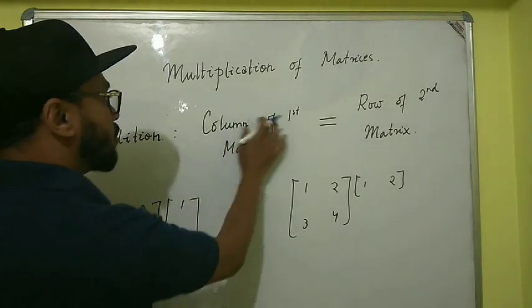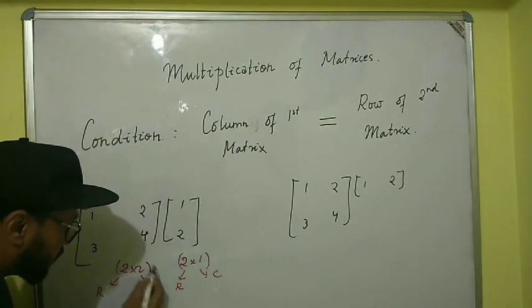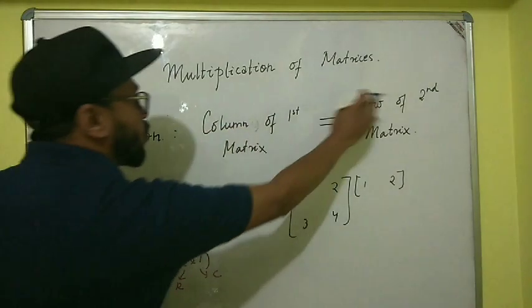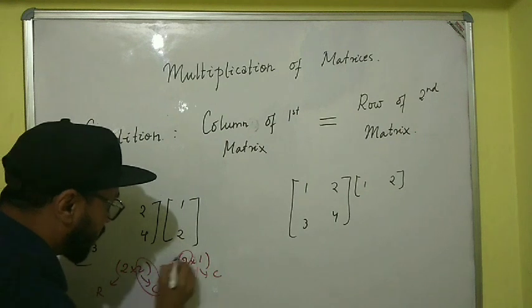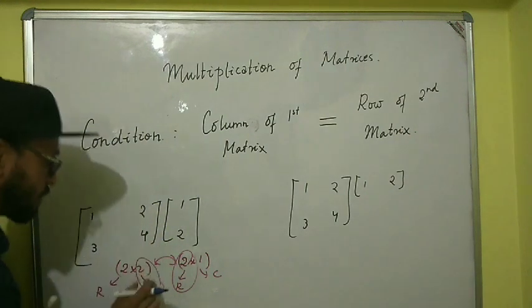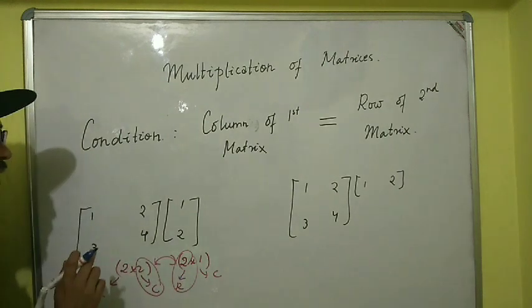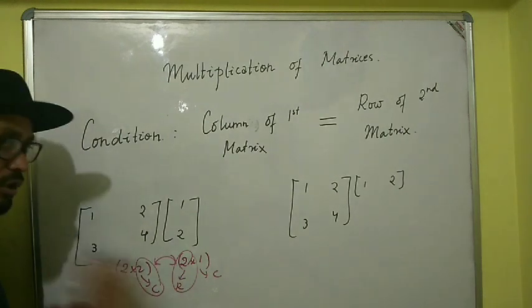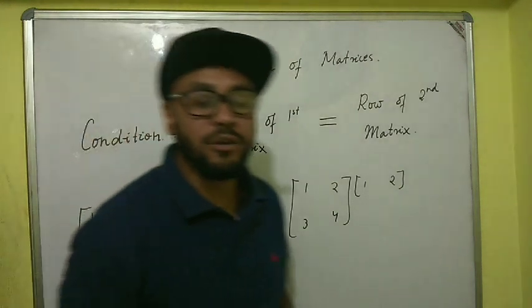Now it says the column of the first matrix. The column of the first matrix is this one and the row of the second matrix is this one. Now this has to be equal. If it is equal, then we can multiply. If you look at this one, it is 2, so we can multiply. But if it is not equal, then we cannot multiply.